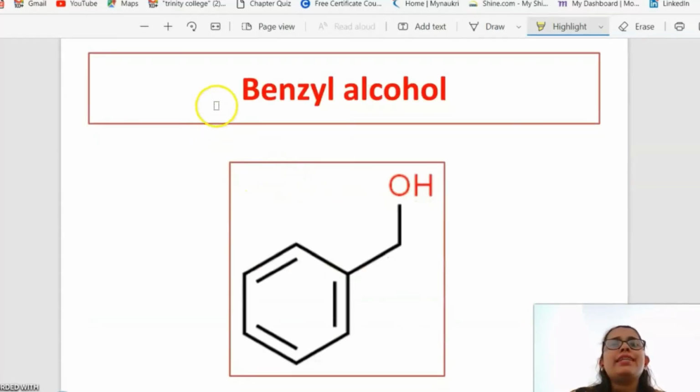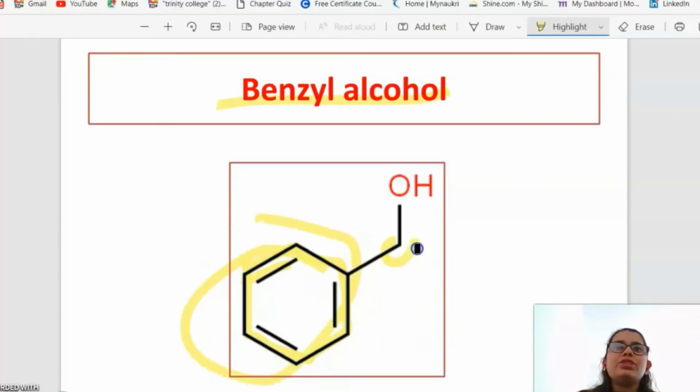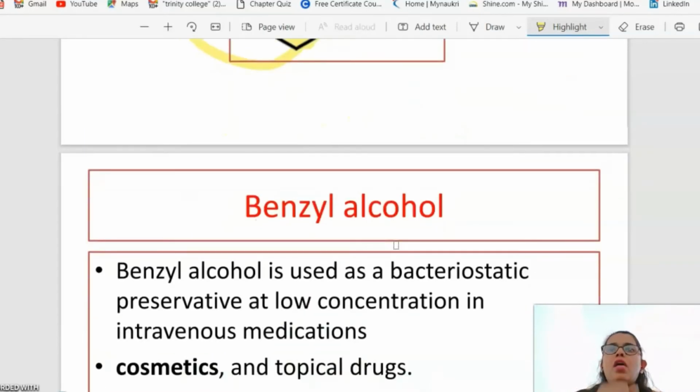Now we'll go to the next, that is benzyl alcohol. This is the structure you can see here. If you want to write it down, you can write it down. Benzyl alcohol: this is the benzyl ring and CH2OH. This is the whole structure of benzyl alcohol.